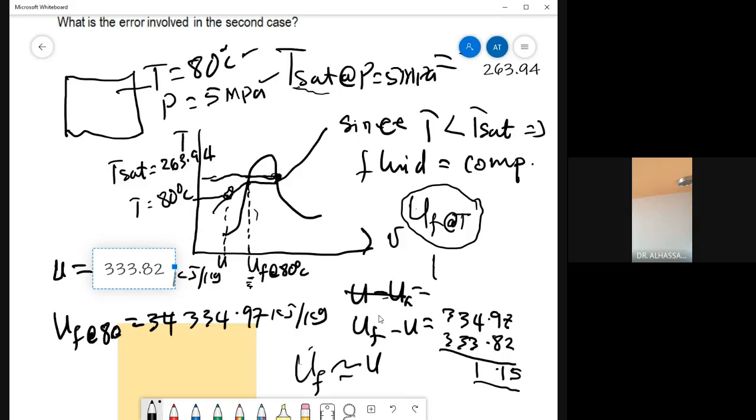Somebody will say, sir, why don't we take UF at the given pressure, which equals 5 megapascal? If you use this method, then the difference between this UF and this U is going to be very big, and there will be error. So you see, when we took only the temperature, the error was very, very small. So that is the explanation to this particular question.